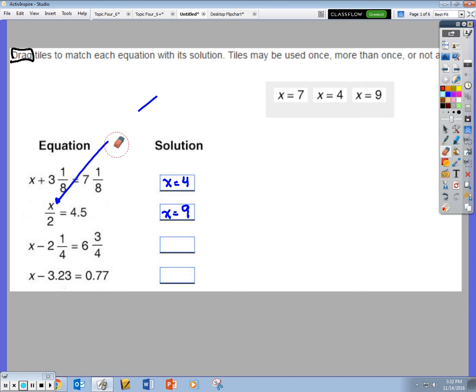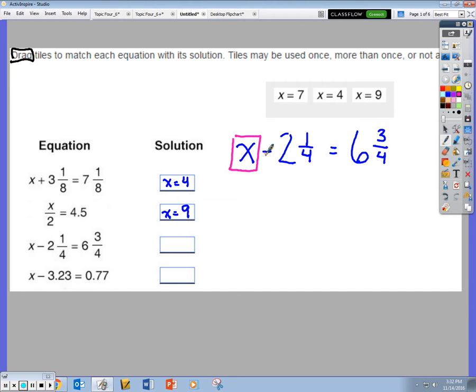Now, let's go to this one. This says x minus 2 1/4 is equal to 6 3/4. You know what? I'm going to solve this one. Now, I'm looking at this equation here. We have no x's on the right side, just here. So I'm going to isolate this variable x. I'm going to isolate it by doing the inverse of subtraction, which in this case is addition. So I'm going to add 2 1/4 to both sides, not just one, but to both.